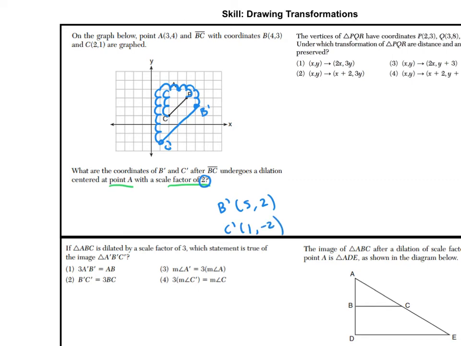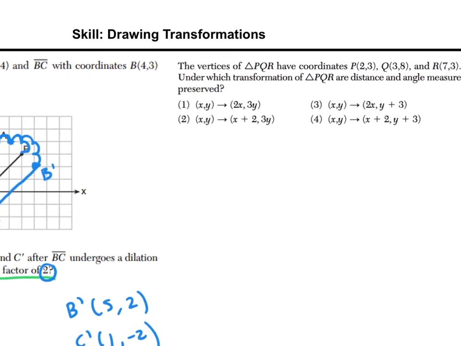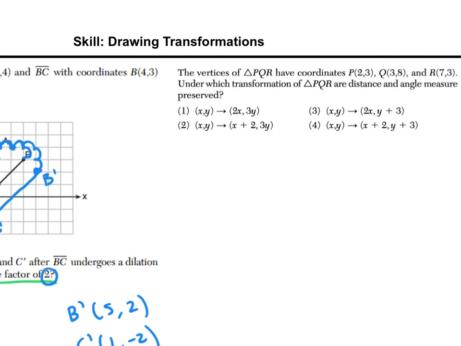Dope. Now, number 2 says the vertices of PQR have these coordinates. Under which transformation are the distances and angle measures preserved? So it's saying which one of these 4 is a rigid motion. So I'll tell you this. The first one, you'll see that these are being multiplied. That means this is a dilation. Remember, we have our K here. We have 2 different Ks, but it's being multiplied. That means it's a dilation.